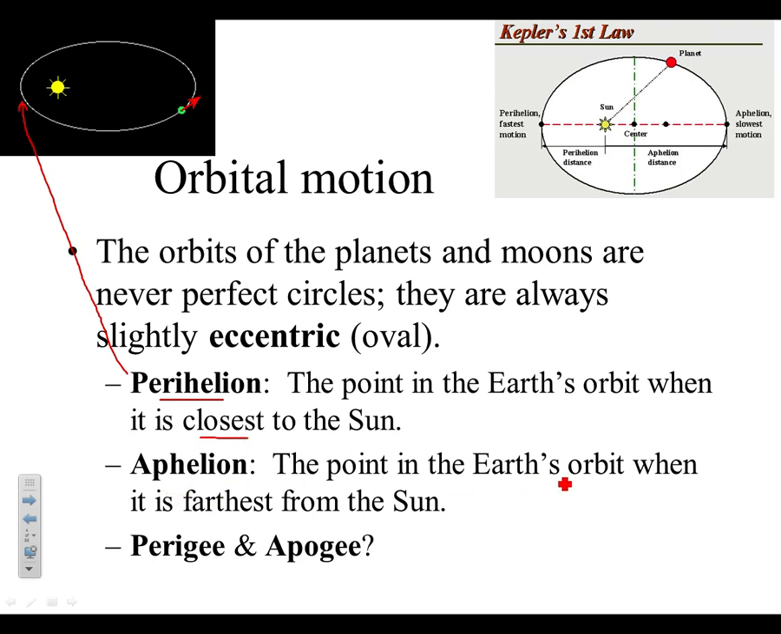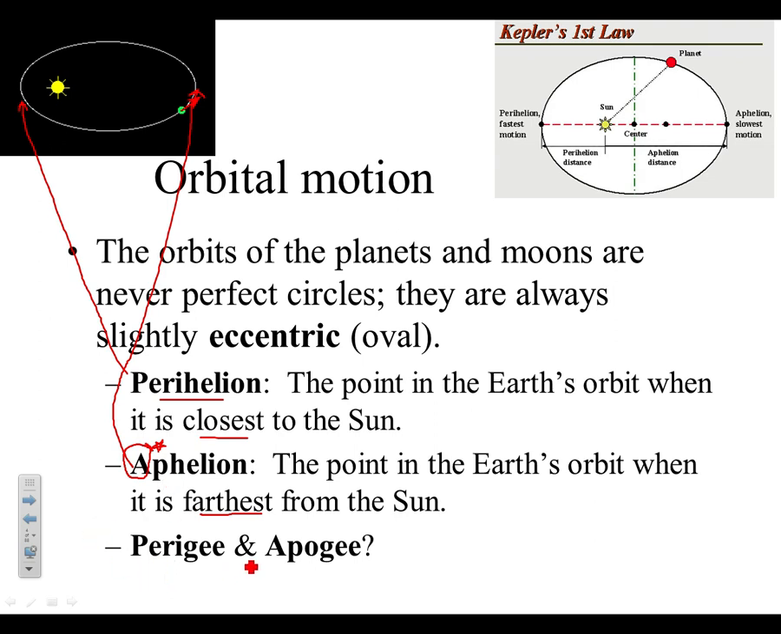Aphelion is the point in the Earth's orbit when we're farthest from the sun. So that would be here. Okay, aphelion's farthest from the sun. Easy way I used to remember it is the A here. A away, okay? A away. Aphelion means we're furthest away from the sun.